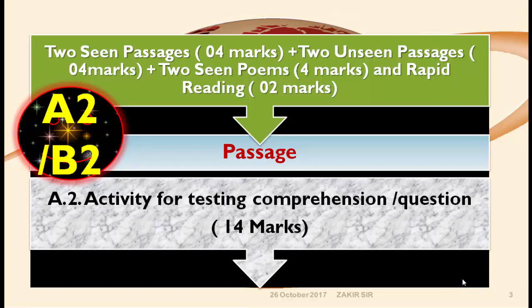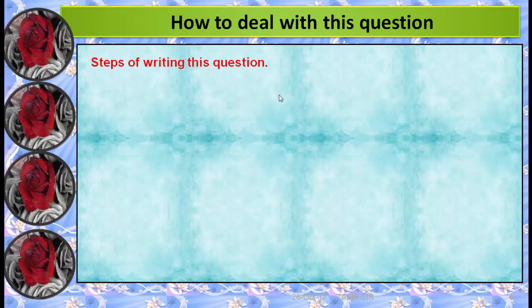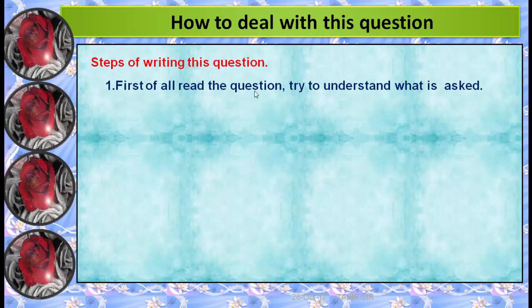Now we are going to see how to deal with this question. But before that, look at these points. These points are very important as you solve this paper. Steps of writing this question. Dear friends, first of all, when you get your paper in your hand and face this A2 question, read the question first very carefully. Try to understand what is asked. It means read the question, try to understand its meaning, and after understanding the meaning of the question, go through the passage.